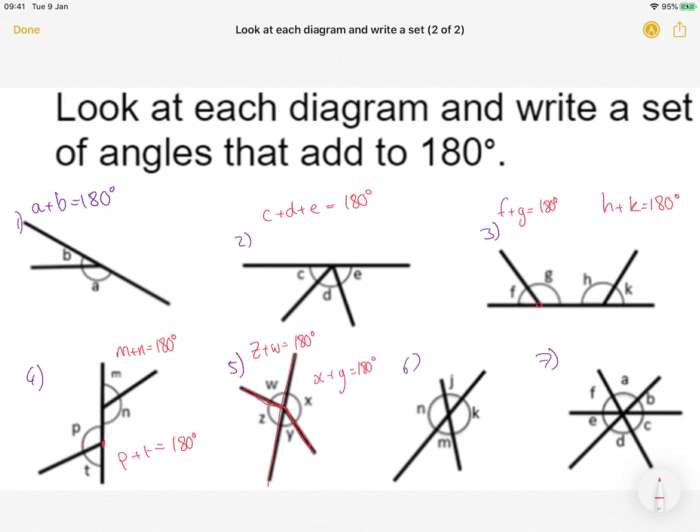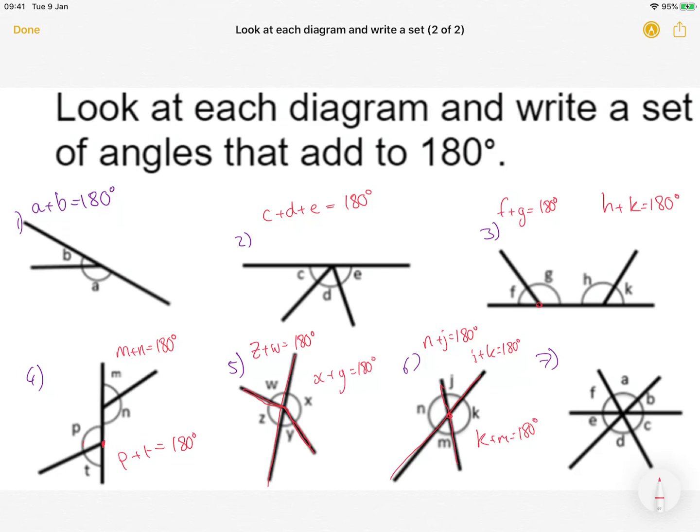Okay, question 6. I can say n plus j equals 180 degrees. Don't forget your degree sign. I could say j plus k equals 180 degrees. I could say k plus m equals 180 degrees. Because they're on this straight line next to each other at a point.